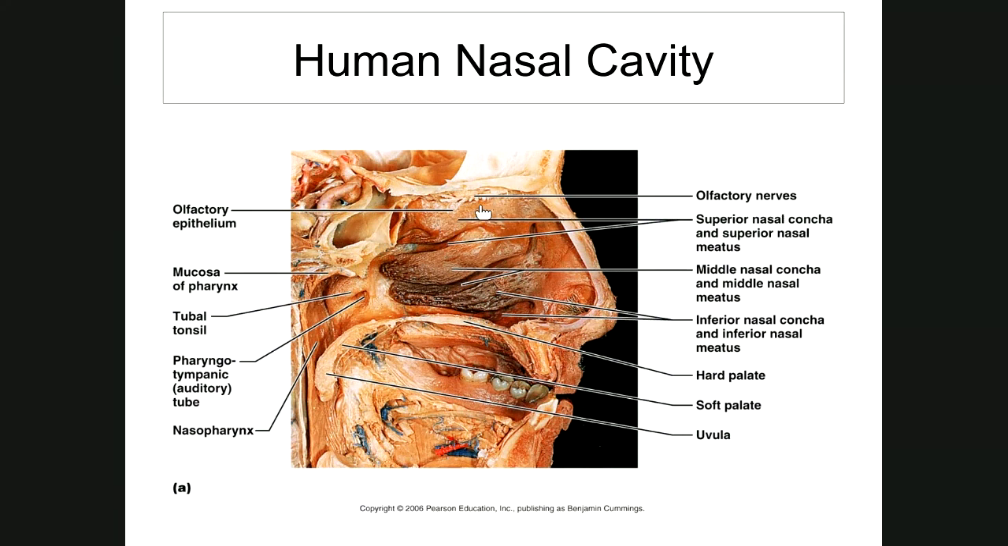At the very top, you can see the olfactory nerves. So smell sensations are picked up. It's at the very top of your nasal cavity. And it serves as a hollow chamber for your speech. This will affect the tone of your voice.